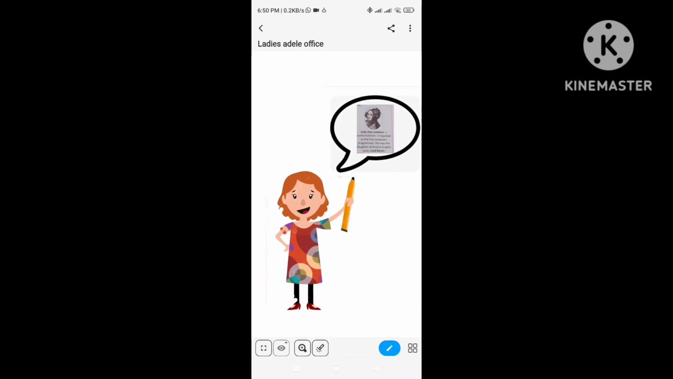Oh, this girl came again. She comes when she wants to share some information. Okay, let's see what information she shared. Lady Ada Lovelace, a mathematician, is regarded as the first computer programmer. She was the daughter of the famous English poet Lord Byron. Okay, I hope you understand this. And this is a picture of Lady Ada Lovelace.